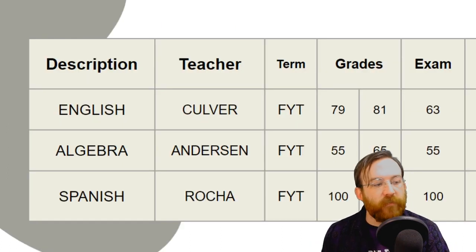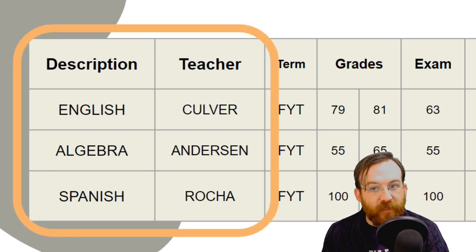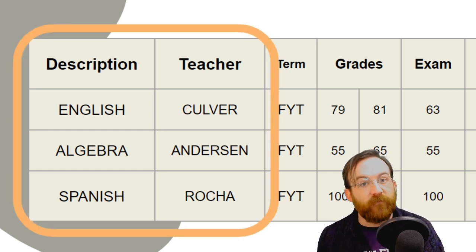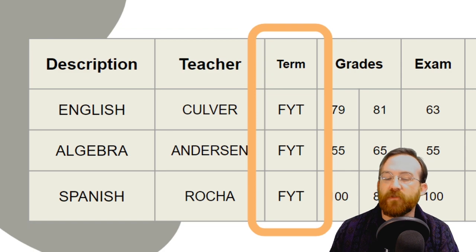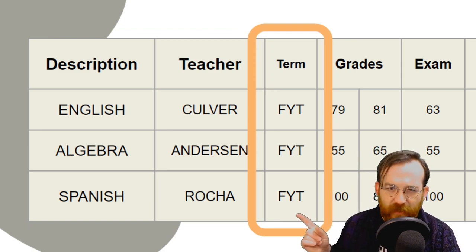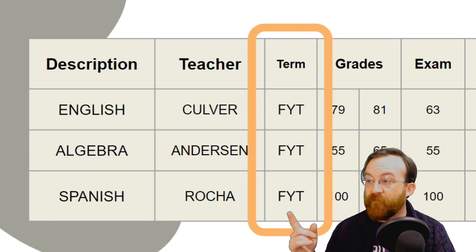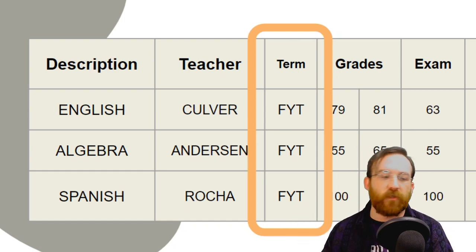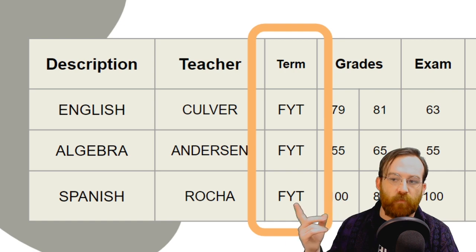Okay, so going from left to right, you have your description of the course and the name of the teacher. The next column tells you what term it was. Most of these are going to say FYT, and I think that stands for full year term. Some of them, like health or other one semester classes, might say just S1, but most of them are going to say FYT.